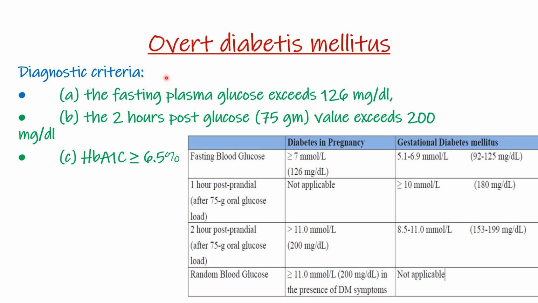The diagnostic criteria for diabetes mellitus is a fasting glucose that exceeds 126 mg/dL, that is greater than 7 millimoles per liter, a 2-hour postprandial value after the oral glucose test exceeding 200 mg/dL, that is greater than 11.0, and an HbA1c of greater than 6.5.